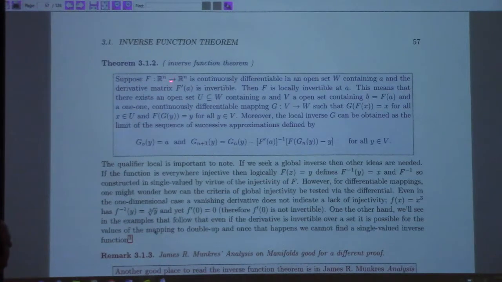If we have f from R n to R n continuously differentiable on an open set W containing A, and the derivative matrix f prime of A is invertible, then f is locally invertible at A. This means that there exists an open set U containing A and an open set V containing the image of A under f, and a one-to-one continuously differentiable mapping g such that g is the inverse of f. Moreover, this local inverse can be obtained as the limit of a sequence of successive approximations.